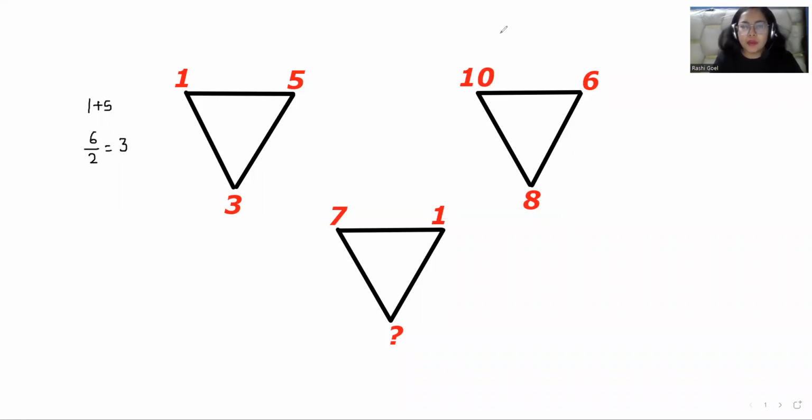Now apply the same logic in triangle number 2. This is 1, this is 2, and we have to find the value of triangle number 3. So 10 plus 6 is 16, and 16 make it half. 16 divided by 2 is 8.